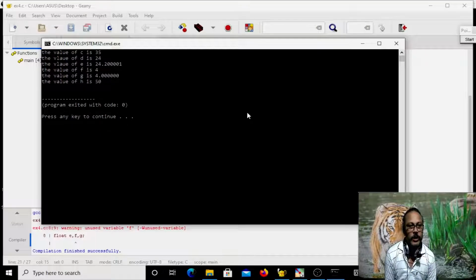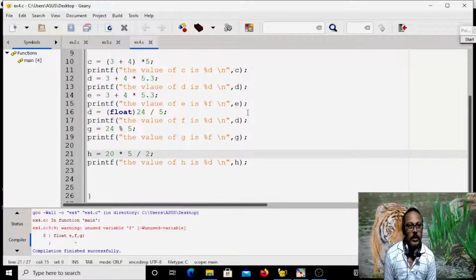So h is 50. Why is this happening? 20 star 5 slash 2. So there are two operators of the same precedence. So what is the associativity? In this case, I think it is left to right. So 20 star 5 is evaluated first. So that is 100 by 2, that is 50. We are getting it. Okay.